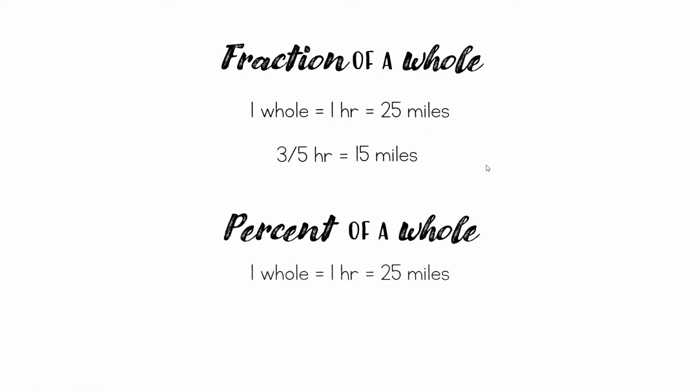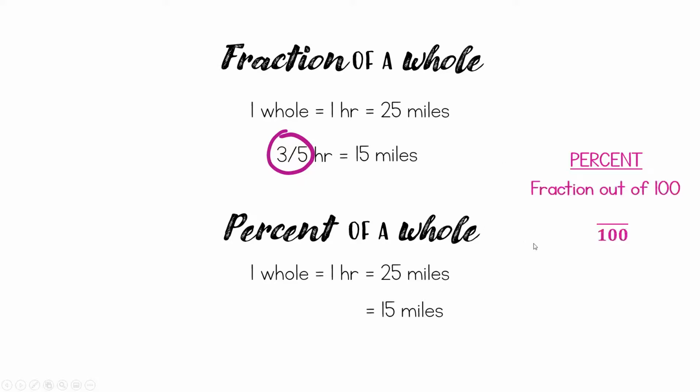Okay, so I know that 1 whole is 1 hour, which is equal to 25 miles. He still went 15 miles, but I want to figure out what percentage of an hour he was able to go. My information I was given is in a fraction though, so I need to convert that to a percentage. And remember, a percentage is just a fraction out of 100, or a fraction with 100 in the denominator. So I'm going to set up 3/5 to find an equivalent fraction with 100 in the denominator.